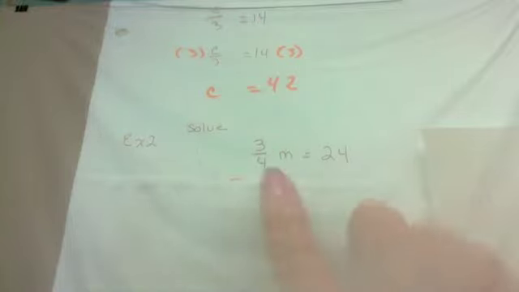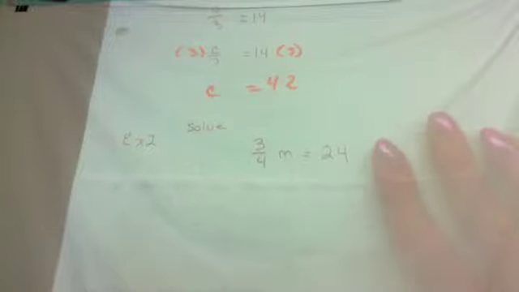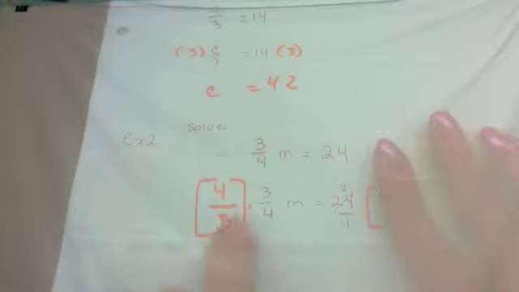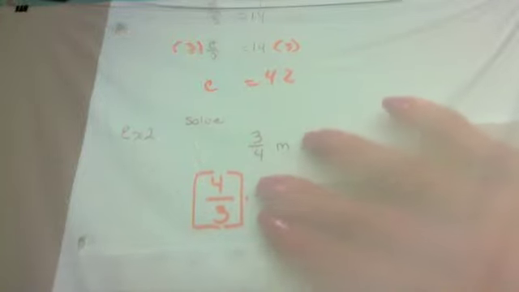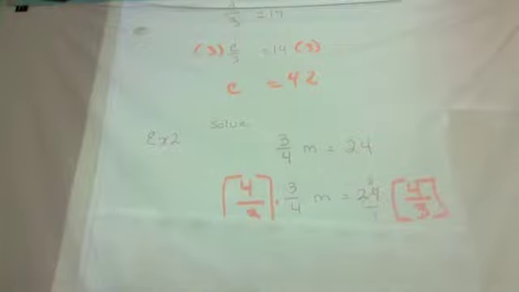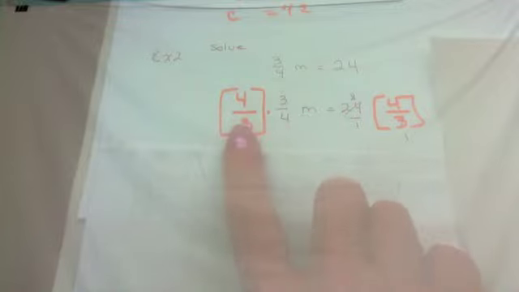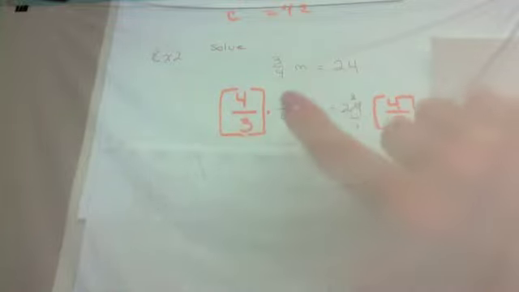So how do I undo multiplying by 3? Well, I undo multiplying by 3 by dividing by 3. And how do I undo dividing by 4? I multiply by 4. So I'm going to multiply by what we call the reciprocal. If it's 3/4 m, I'm going to multiply by 4/3. So the reciprocal is when you switch the numerator with the denominator and the denominator with the numerator. If I do that to this side, I have to do it to that side.